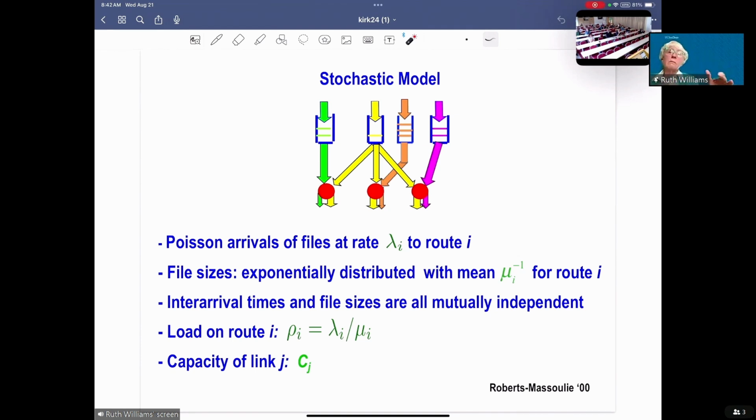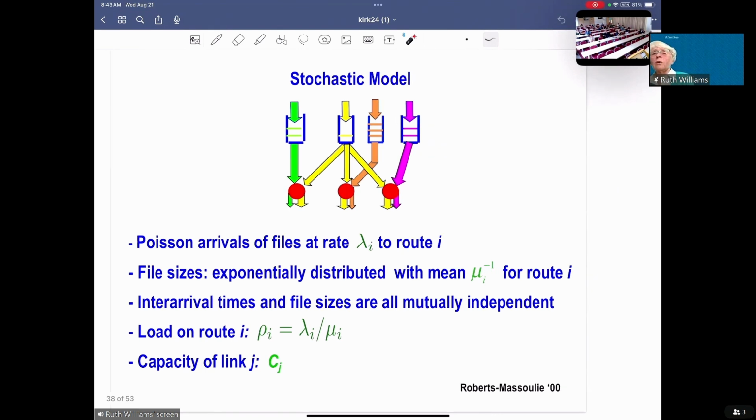Now, a distinction from most multi-class queuing scenarios is the links, the processing resources here. Usually in a multi-class queuing network, they would have capacity 1, whereas now there's a capacity that can vary from link to link, which is some positive number Cj for link J. This model was something that Robinson and Soulier looked at.